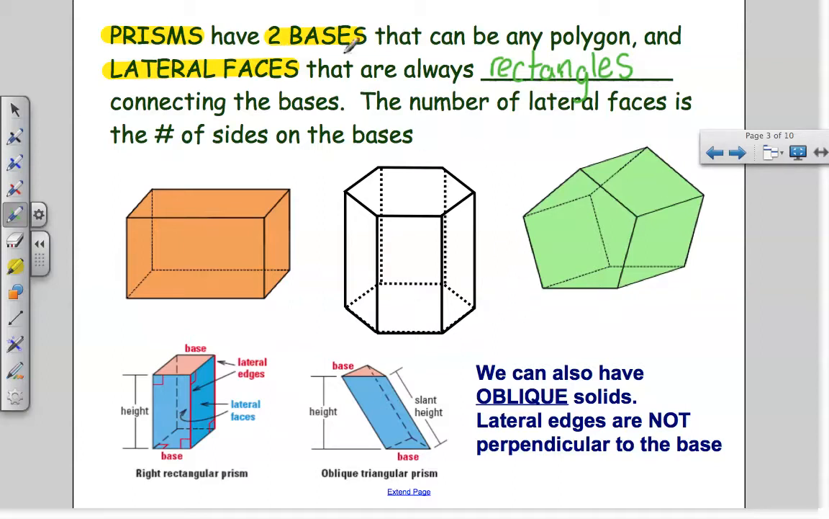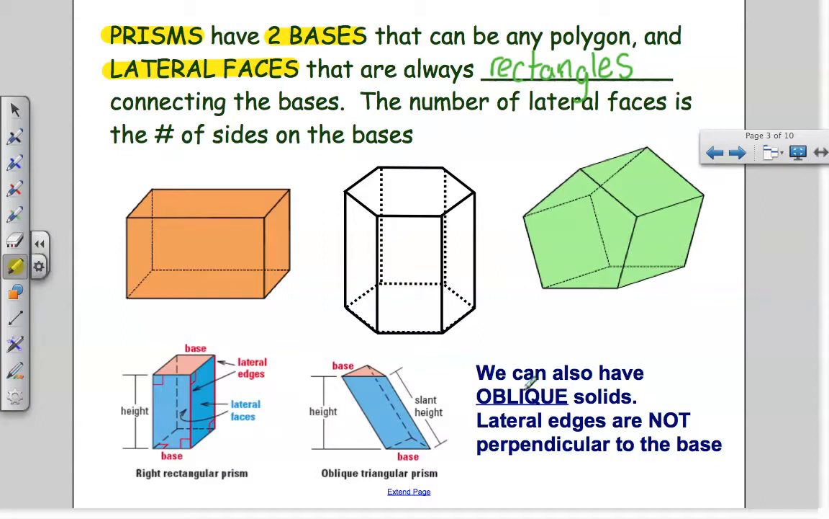Okay, so two bases, lateral faces are always rectangles, and those connect the bases. And also the number of lateral faces is going to be the number of sides on the bases. Here we had a hexagon, 6 sides on the base, and obviously 6 rectangles going around. With a pentagonal prism, there are 5 rectangular faces connecting those bases.